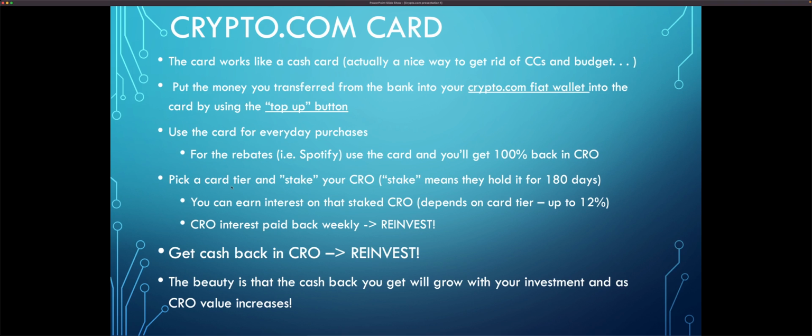So, kind of going back and going over the card tiers, okay? We're going to go over the tiers in a second, but you pick a card and you stake your Crow. What stake means is basically hold it for at least 180 days. Depending on your card tier, some of the higher tiers give you up to 12% of that staked amount, okay, which is great. And then if you do have that tier level, you want to just reinvest that every week or every month or every 3 months, okay? And then once you get your cash back in Crow, you also reinvest that as well.